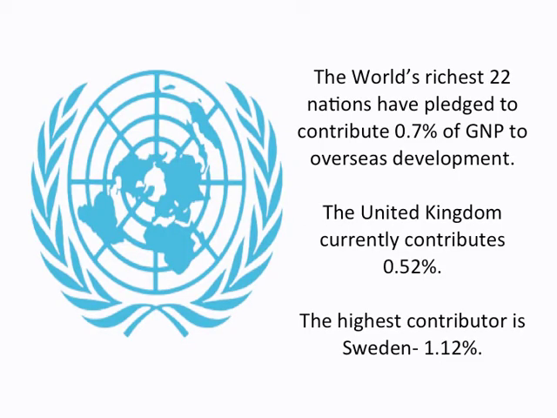The world's richest 22 nations pledged to contribute about 0.7% of their own GNP for overseas development. At the moment, the UK government gives around 0.52% of their GNP, with the highest contributor being Sweden.